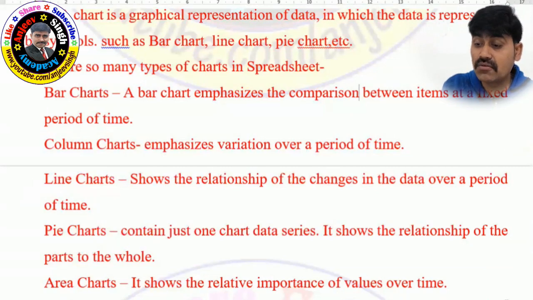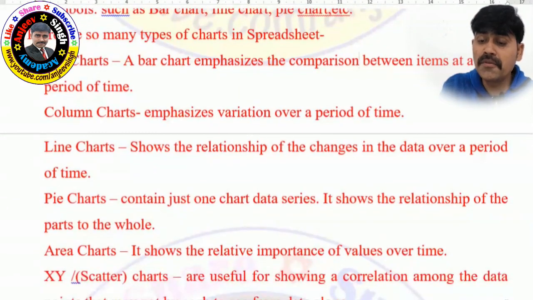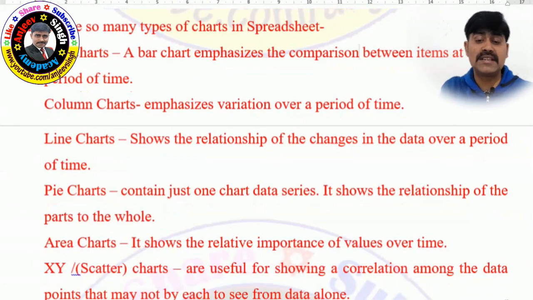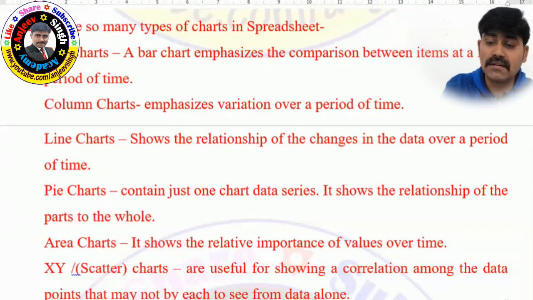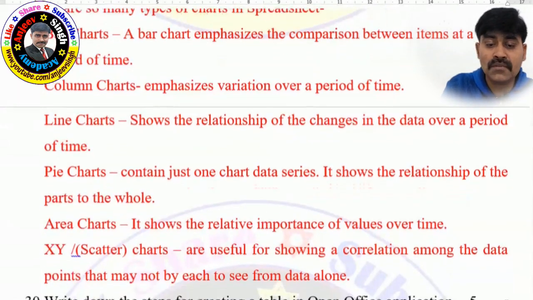Next is the scatter or XY value chart. They are useful for showing a correlation among the data points that may not be easy to see from the data alone. So this is about the chart. Okay, now move on to the next question.